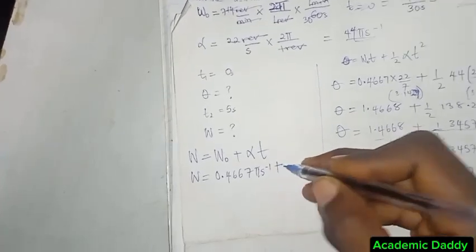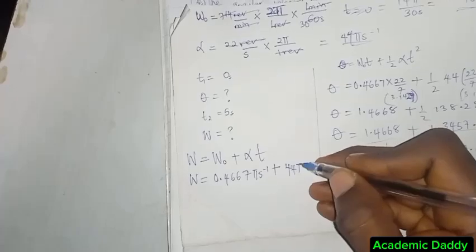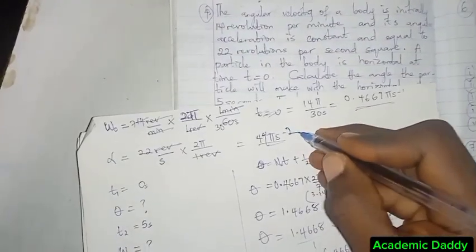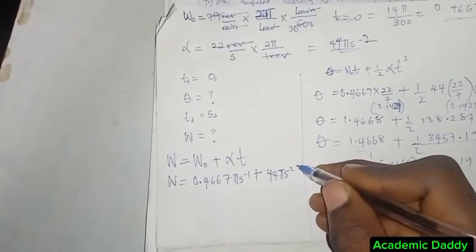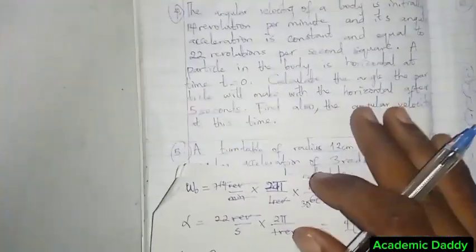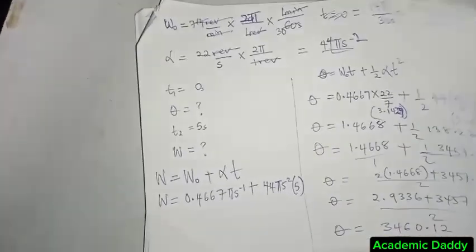Then plus a is 44 pi. Sorry, this should be second square. Then times time. They said at that time, so 5. Remember the question. So if I do this now, I'll get my W.